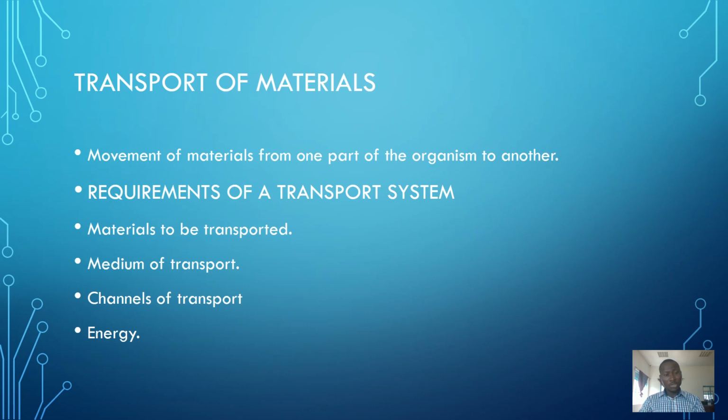Then transport system, here you have requirements, what you need in every transport system. You need materials to be transported, like in any other transport system. Materials would be like the passengers. You need the medium of transport. The media of transport are like the vehicles, the plane. Then the channels of transport, which are like the roads and other routes you can use for transporting material. Then you need energy, in this case from the fuel.